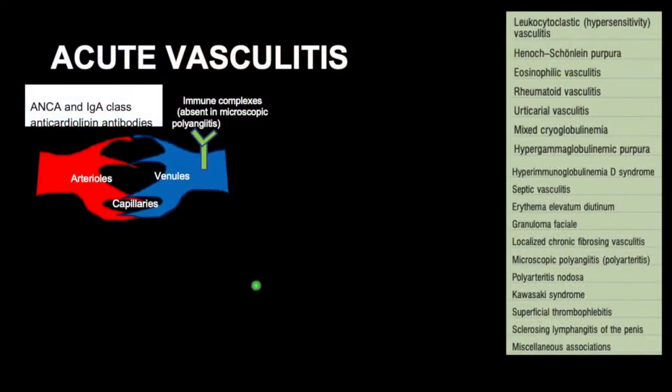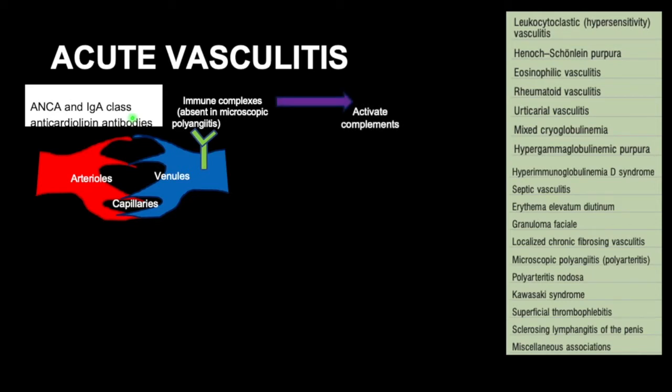So in terms of the acute vasculitis, we said vasculitis comes in three flavors. We have the acute, the chronic, and the granulomatous. In the acute vasculitis, the mechanism is, as we talked about, we have antibody that forms immune complexes, which is absent in microscopic polyangiitis. But for the rest of the acute vasculitis, this is the mechanism. This antibody could be ANCA, IgA class, or anti-cardiolipin antibodies.